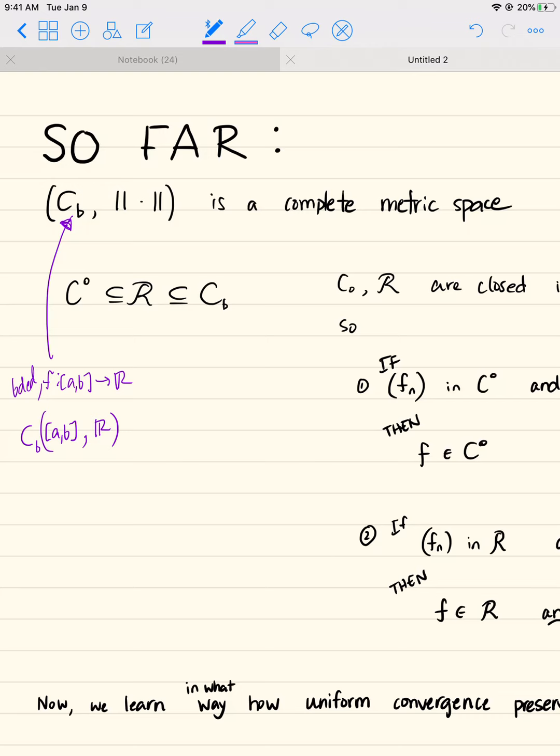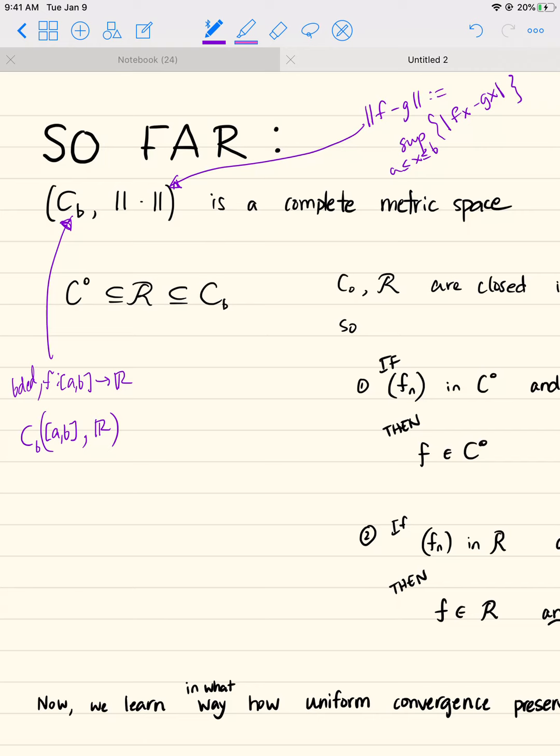So if you have f and g, the distance between f and g is defined as the supremum over all x in your domain of the absolute value, or the distance, between f of x and g of x. Okay, so it's a complete metric space.